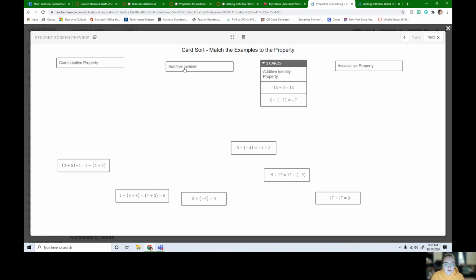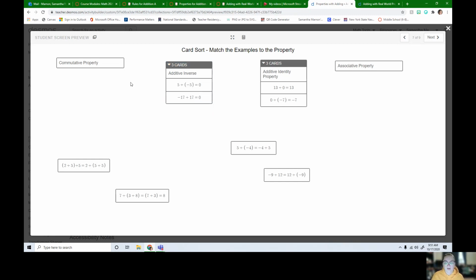Next, another easy one I think is additive inverse. Additive inverse is opposite numbers that add to equal 0. So I think that's going to be another easy card to find. Here I have 5 and -5 equals 0. That is additive inverse. And here we have -17 plus 17 is 0.